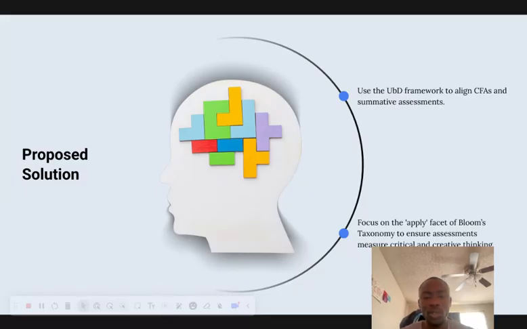So the proposed solution, like I said, is that we try to incorporate the UBD framework to align our CFAs, that is our formative assessment, together with our summative assessment, and focus on how to apply Bloom's taxonomy to ensure that our assessments measure critical and creative thinking abilities.